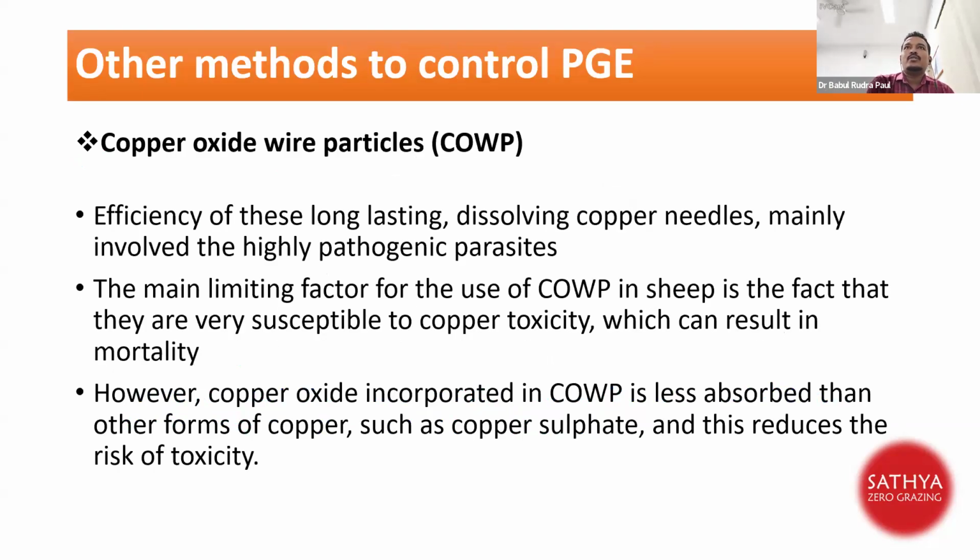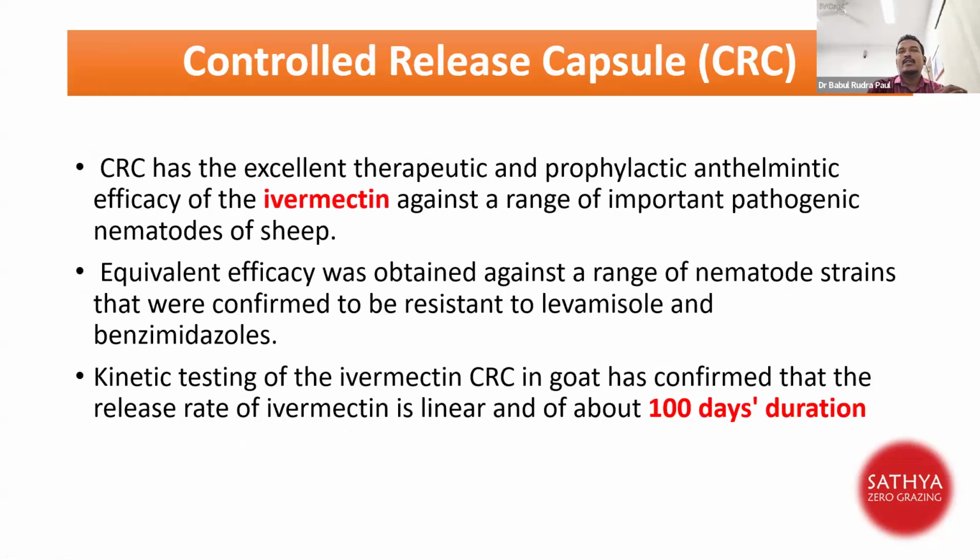Another approach is copper oxide wire particles, which is under research and is also used in the American countries. It controls parasitic gastrointestinal infection because it provides long-lasting dissolved copper, mainly used in highly pathogenic parasitic infestation. Another one is the controlled release capsule, whose content is ivermectin. It continuously releases ivermectin in the animal's body for 100 days, which kills the parasites. So we can control parasitic gastroenteritis with these new approaches as well.